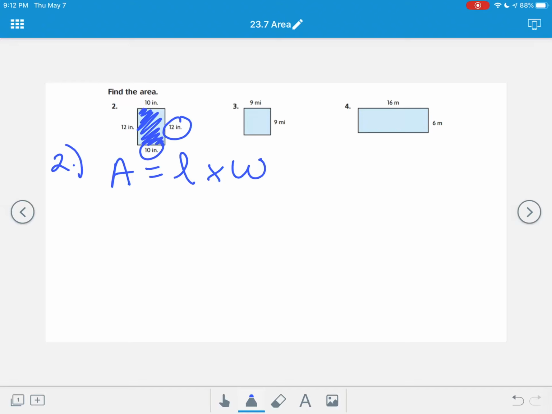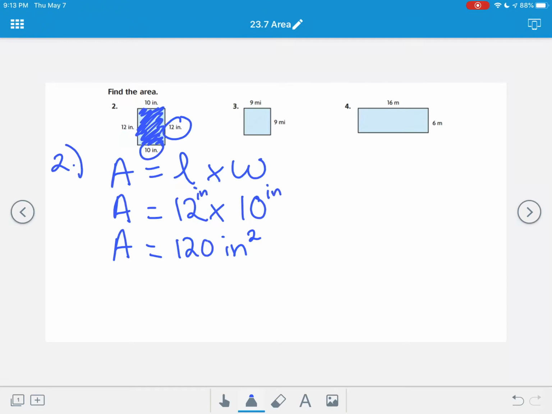To find the area of this rectangle here, the space inside the figure, we're going to multiply the length, which is 12, times the width, which is 10. We're working with inches here. 12 times 10 is 120. The label is inches squared, because we have inches multiplied by inches. There's 2 of them, which is where that 2 comes from for the square units.